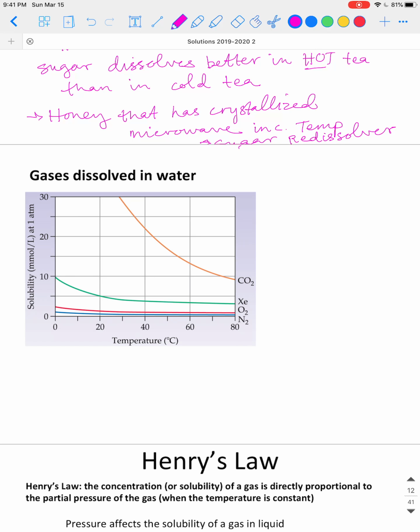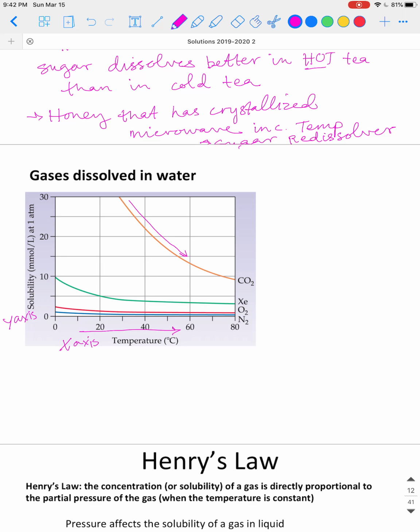The trend we said for a gas dissolved in water is opposite. So again, on the x-axis, we have temperature in degrees Celsius, and on the y-axis, we have solubility. And notice that as you increase in temperature, the solubility of all these gases is decreasing. Okay, the solubility of CO2 in water, which is a liquid, is going down, and for oxygen and these other gases as well.